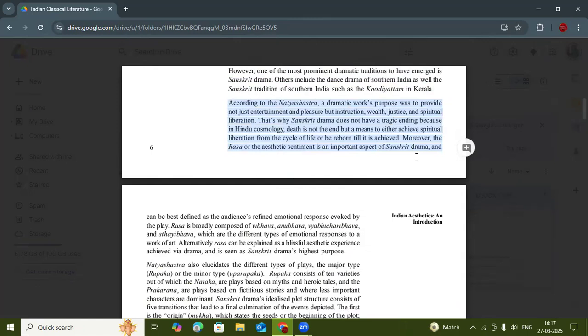That is why Sanskrit drama does not have a tragic ending, because in Hindu cosmology, death is not the end but a means to achieve spiritual liberation from the cycle of life. We will come to it later, in the next class.